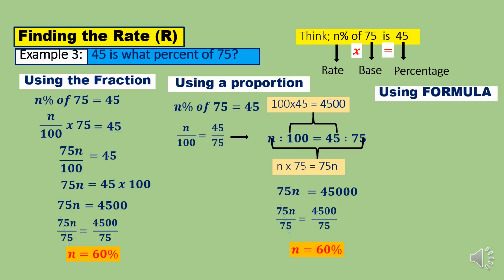Using formula, alam natin, dinagdag natin ito at mas madaling gamitin. The formula is rate equals percentage divided by base. Substitution, percentage is 45 and the base is 75. Then 45 divided by 75 equals 60 hundredths or 0.60. Pag na-change natin ng 60 hundredths or 0.60 sa percent, that is 60%.